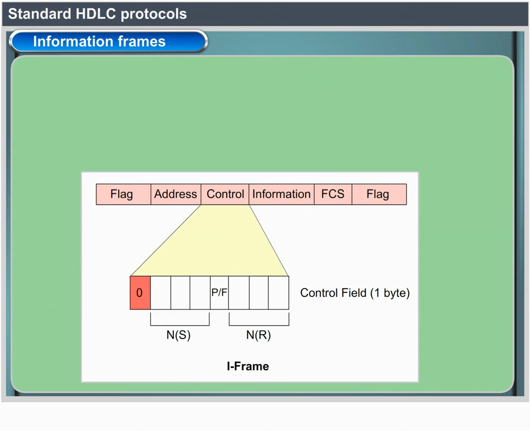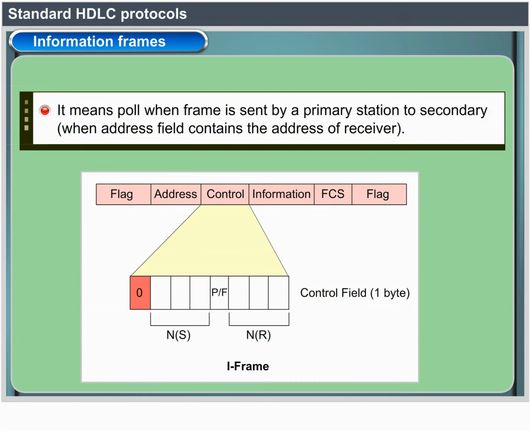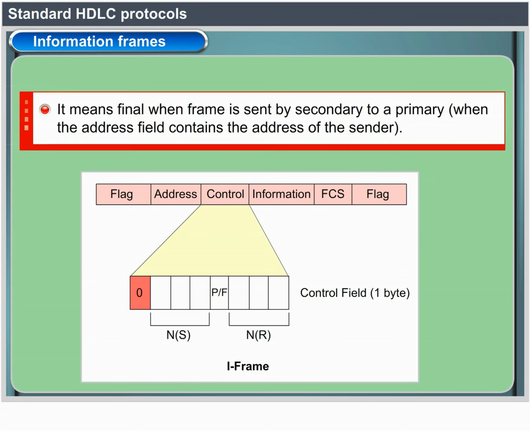Bit number 5 in the control field is P/F, that is poll or final, and is used for these two purposes. It has meaning only when it is set, that is when P/F equals 1. It can represent the following two cases. It means poll when the frame is sent by a primary station to a secondary when the address field contains the address of the receiver. It means final when the frame is sent by a secondary to a primary when the address field contains the address of the sender.